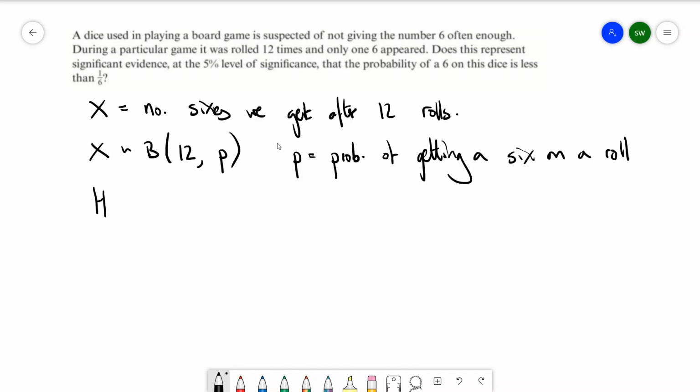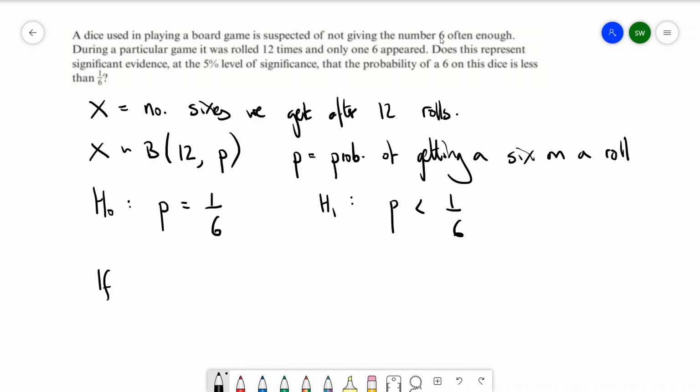So next we'll write down what our null hypothesis is. So our null hypothesis would be that the dice is actually fair. So that would be the probability of getting a 6 is a sixth. And our alternative hypothesis is what we're trying to find evidence of. So we're trying to find evidence of the fact that a 6 doesn't come up enough. So that would be the probability of a 6 is going to be less than a sixth.